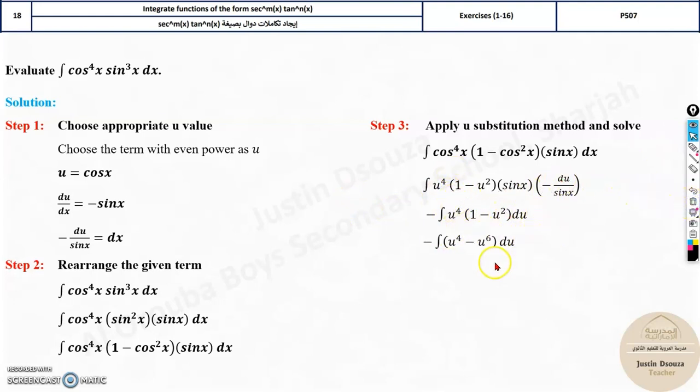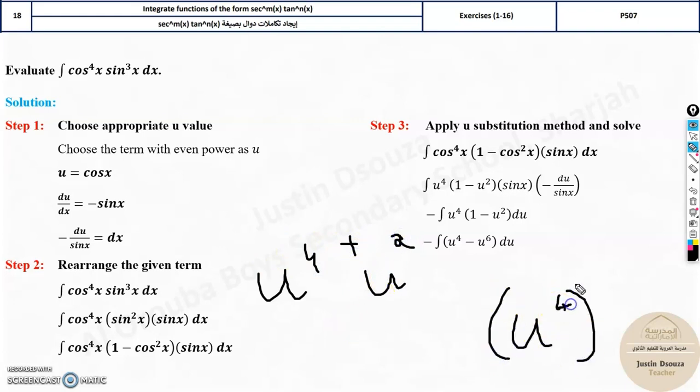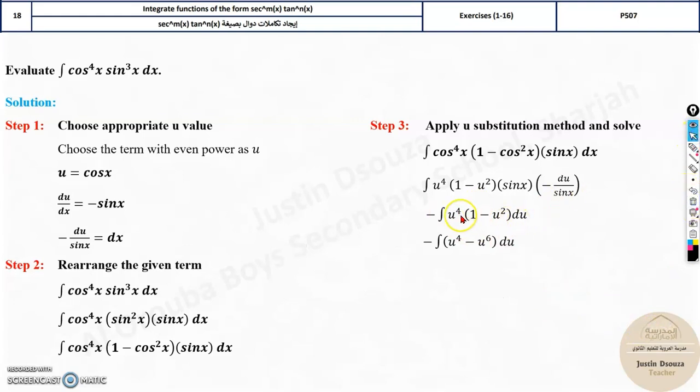Multiply this inside. What is going to happen? U to the power 4 into 1 is u to the power 4. U to the power 4 into u to the power 2. And remember, when you multiply like terms with different powers, you just add the powers. Only when you're squaring this, then you multiply the powers, it'll be u power 8. But now you're multiplying, so the powers are added. It'll be u power 6 du.